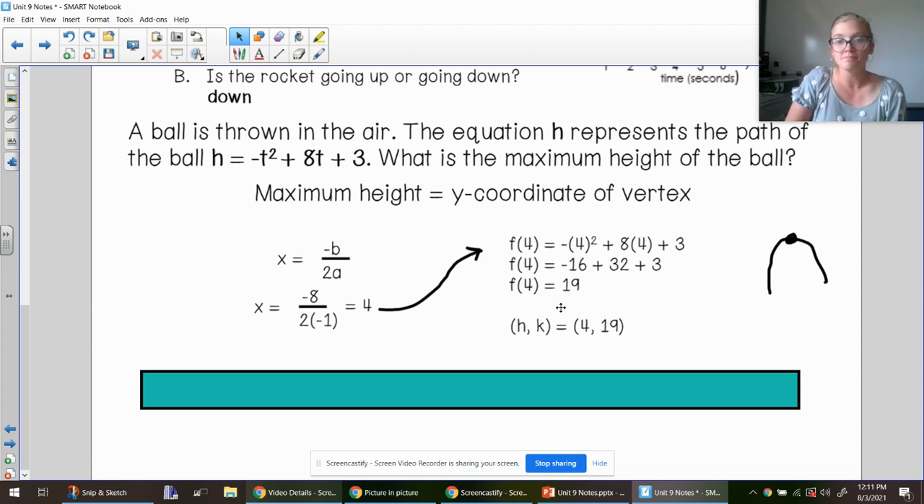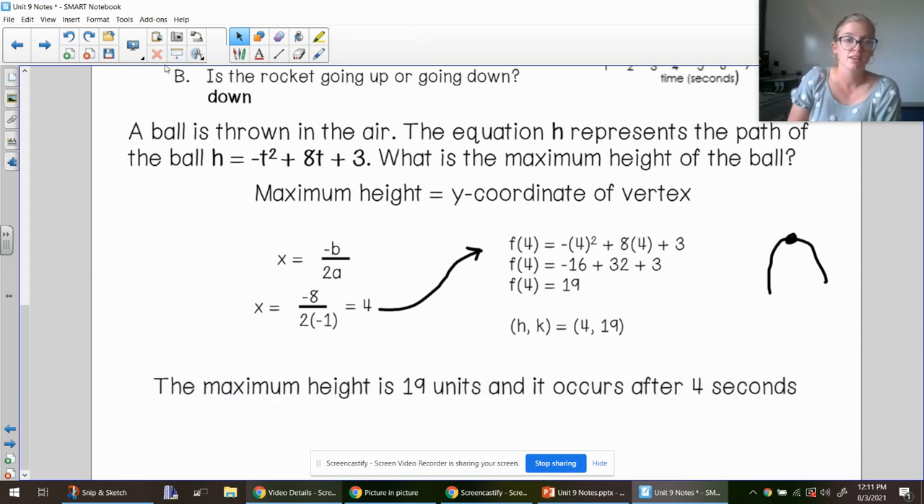In real life speak, this means that the maximum height is 19 units, and it occurs after 4 seconds. The vertex is always going to give you the very top or the very bottom point of whatever your parabola is.